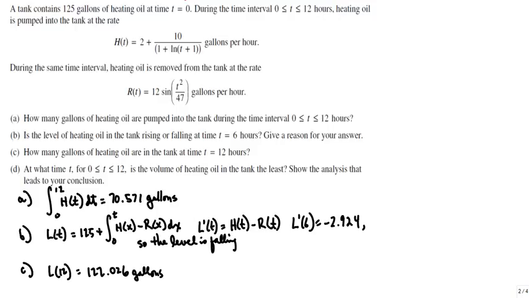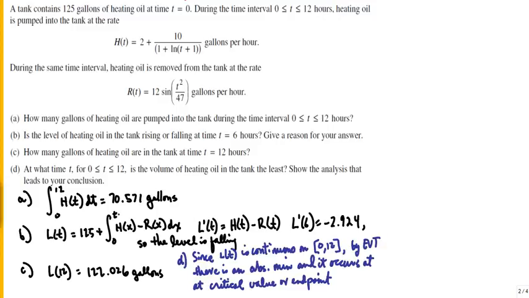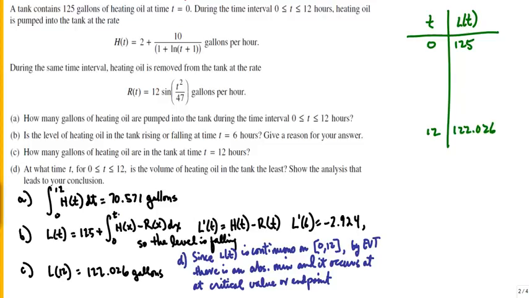And once again, because we have a continuous function on a closed interval, the extreme value theorem tells us there has to be an absolute minimum. And furthermore, it has to occur at a critical value or an endpoint. So we're going to make a table of values, and we're given the value at time t equals 0, that's 125, and we've just calculated the value at 12, and that's 122.026. So those are our endpoints. We still need to check for critical values of L of t.